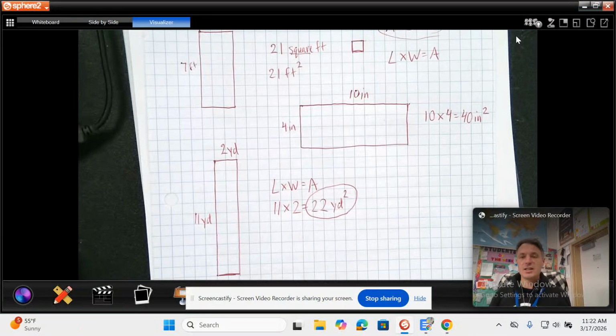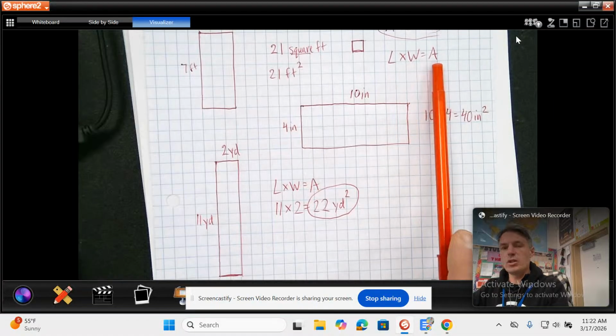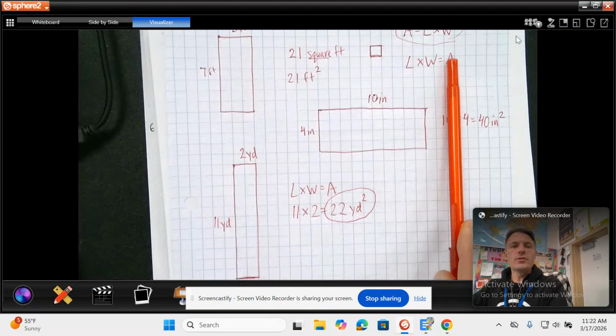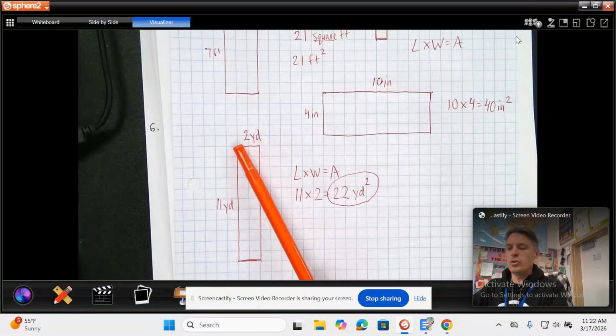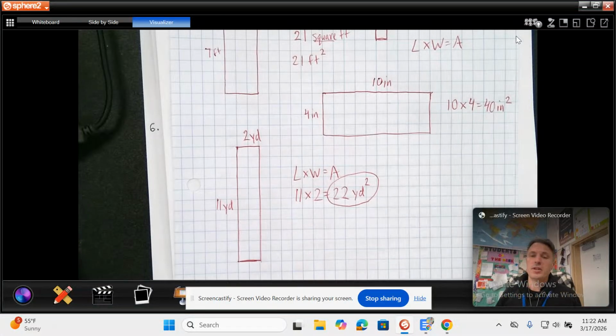Okay, that's today's lesson in a nutshell. Remember that the word area means the number of square units needed to cover a 2-dimensional figure without any overlap. And remember, the formula for finding area is length times width equals area. So all you have to do is find the 2 side lengths, the width and the length, and multiply them together. That gives you the area.